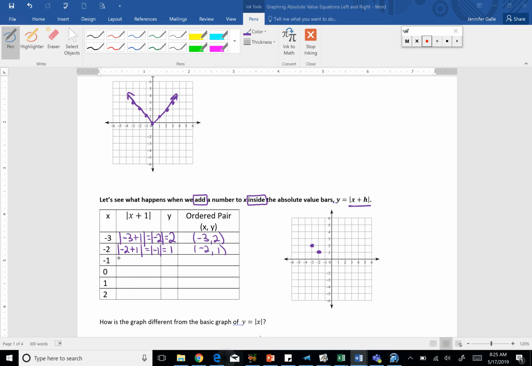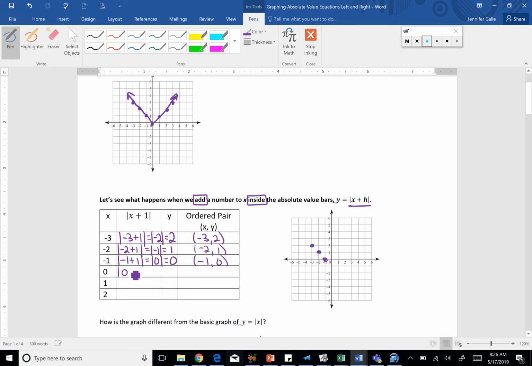All right, next up is -1 plus 1. We get a 0. Absolute value is 0. -1, 0. So right away, guys, take a look. We are at -1, 0. Means we're not going to get the point 0, 0 this time. I can't have a point at 0, 0. That'd be a funny looking V if I put a point right next to this one. So let's keep rolling with this table and let's see what's going on here, because 0, 0 is not part of our graph. We have a -1, 0.